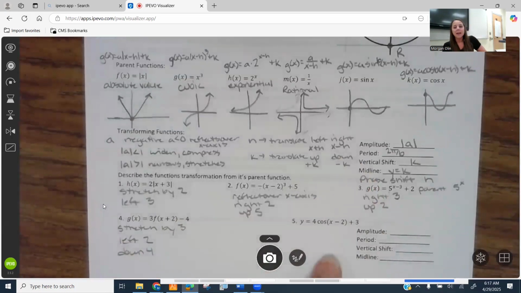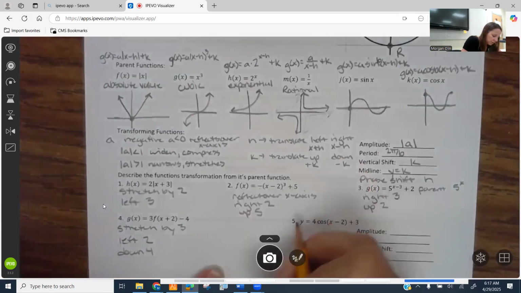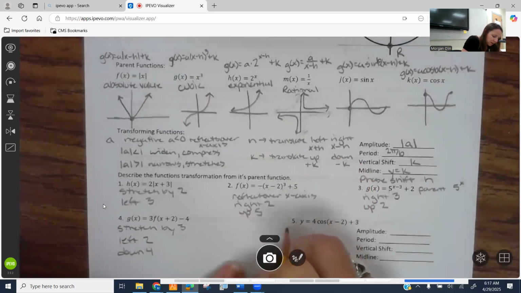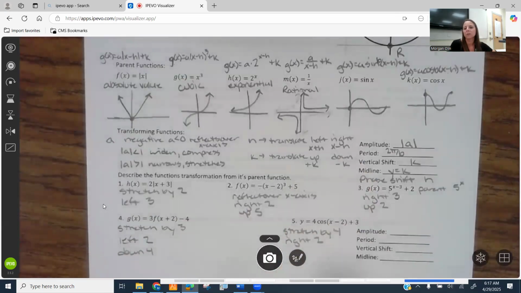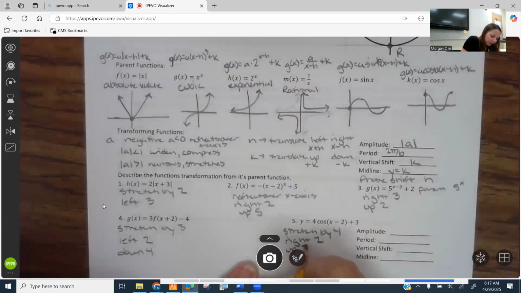And now to our trig function. This is a cosine function. Here, the 4 on the outside means it's going to stretch by 4. It's going to go right 2. That's our phase shift, which we're not really going to talk about in Math 3. And then up 3.